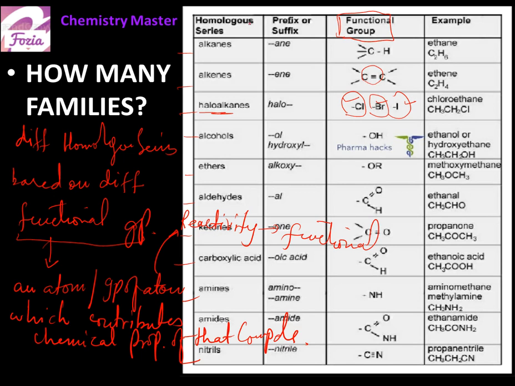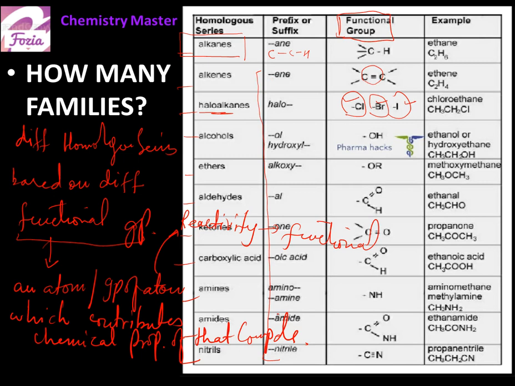And the only series in which we find no functional group is alkane, because all the bonds are single, either carbon-carbon single bonds or carbon-hydrogen single bonds. Due to their non-polar nature and their saturated structure, the alkanes have no functional group. But besides them, all the organic compounds become reactive due to the presence of a certain functional group.